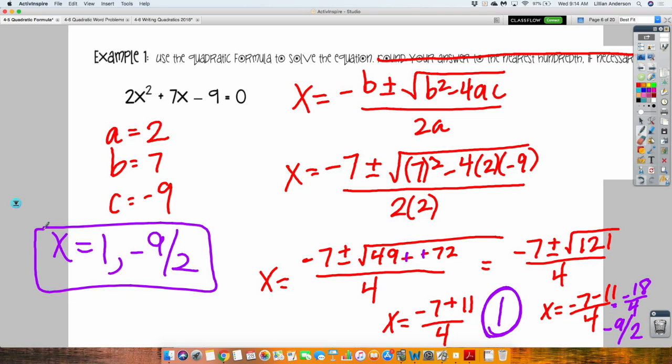Now, I did show every step of algebraic work, except for the part where I actually did negative 7 plus 11. Okay? You do not have to show all these steps, okay? But be very careful when you are doing your multiplying. All right? Let's look at the next one.